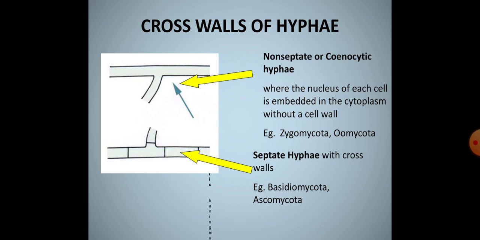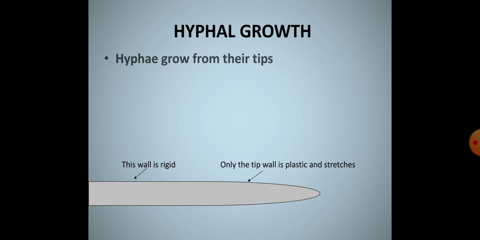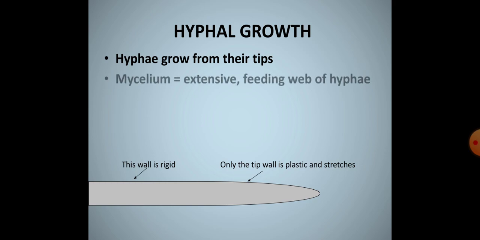In septate hyphae, you can see compartmentalization because of the presence of cross walls. Hyphae always grow from their tips because only the tip wall is plastic and it may stretch. Plastic means that it can stretch and then extend in size, and it is then retained, whereas elastic means something which regains its original position. So the remaining wall of the hyphae is rigid and it does not grow.